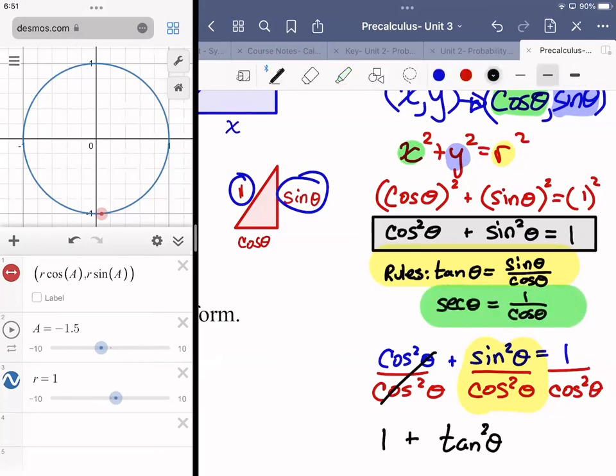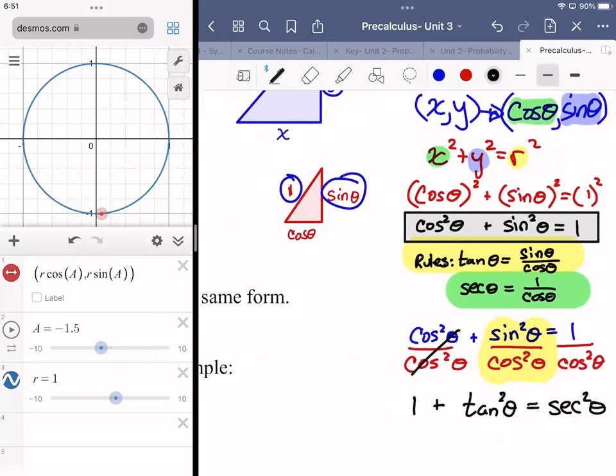All right, and so 1 over cosine squared would be secant squared theta on the end here. All right, so that's our second Pythagorean identity.